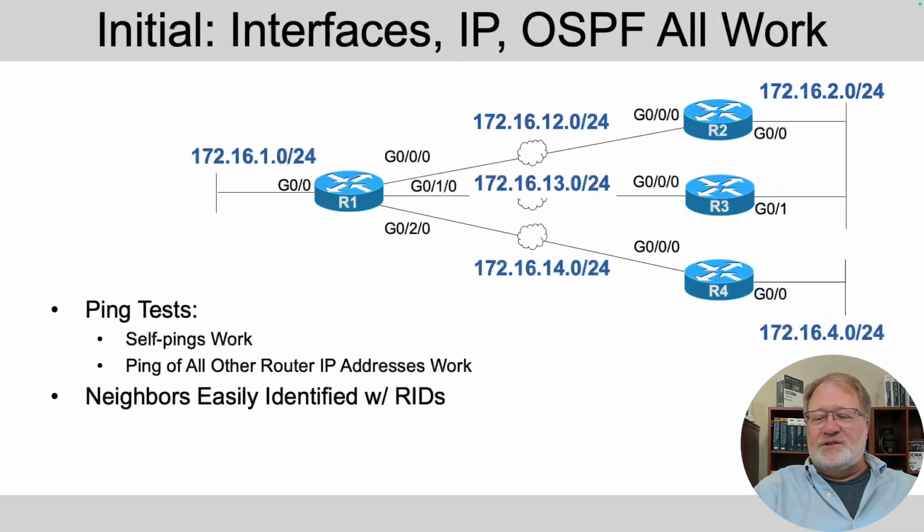With all that configuration, assuming all the interfaces are up, and they will be in Packet Tracer if you're using the downloadable file for the lab, focusing on the bottom left set of comments, if you were to get into any of the 4 routers and ping any of the interface IP addresses on the other routers, it should work. Self-ping of a router's own IP addresses should work. Ping of the other router IP addresses should work. Also, any commands that display OSPF neighbor information should list the correct neighbors, and they're easily identified based on the obvious router IDs of 1.1.1.1 and 2.2.2.2 and so on. So there's your initial state.